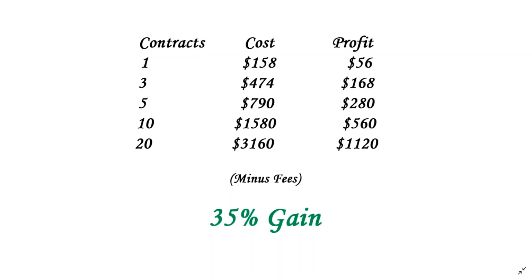Here we go, 35% gain. If you have a small account, a single contract would have cost you $158 in capital for $56 profit. If you have a little bit bigger account, 3 contracts would have cost $474 to generate $168 in profit. Let's say you have a bigger account, 5, 10, 20 contracts, depending on your account size and risk tolerance, $790 in capital would give you $280 in profit.